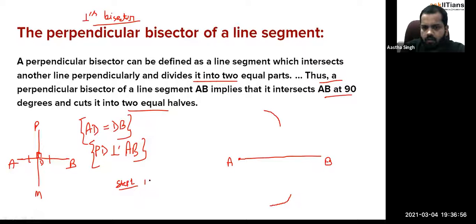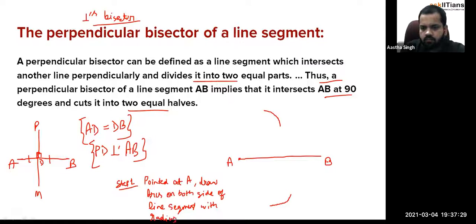Step one: with the compass pointed at A, draw arcs on both sides of the line segment with a radius more than half of AB.